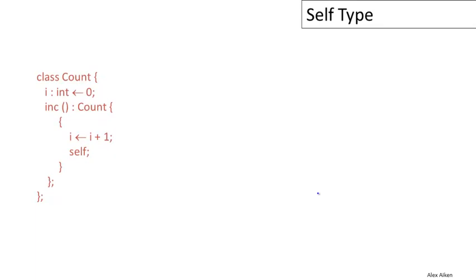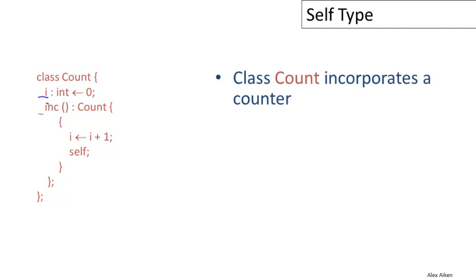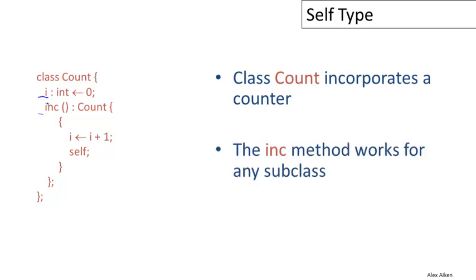To begin with, let's motivate the problem that self-type solves by looking at a simple class definition. So here we have a class Count, and it has a single field i, which is an integer initialized to 0, and it has one method, inc. Essentially, the class Count just increments a counter. So initially, when you allocate a new Count object, the counter is 0, and then every time you call inc, the counter's value is increased by 1.